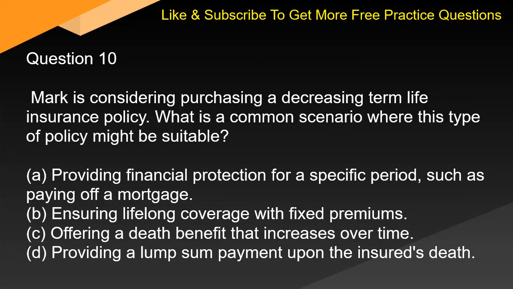Question 10. Mark is considering purchasing a decreasing term life insurance policy. What is a common scenario where this type of policy might be suitable? A. Providing financial protection for a specific period, such as paying off a mortgage. B. Ensuring lifelong coverage with fixed premiums. C. Offering a death benefit that increases over time. D. Providing a lump sum payment upon the insured's death.